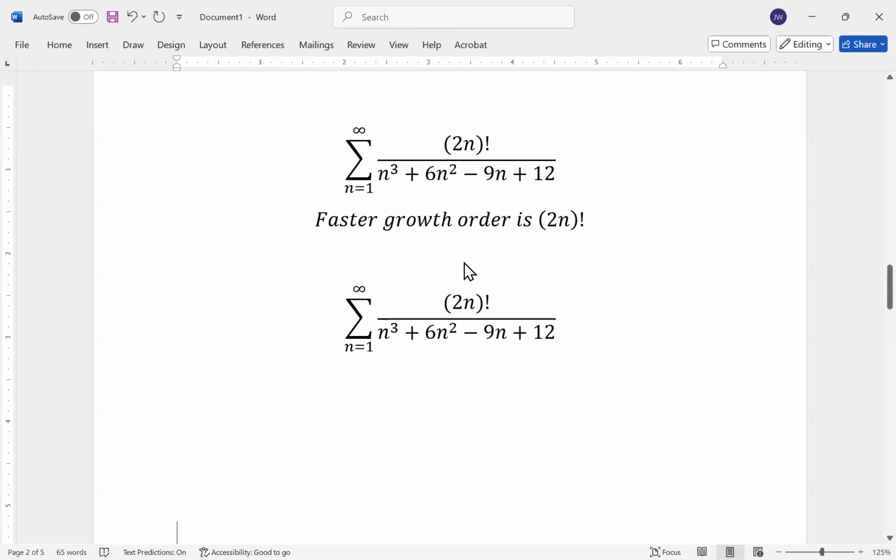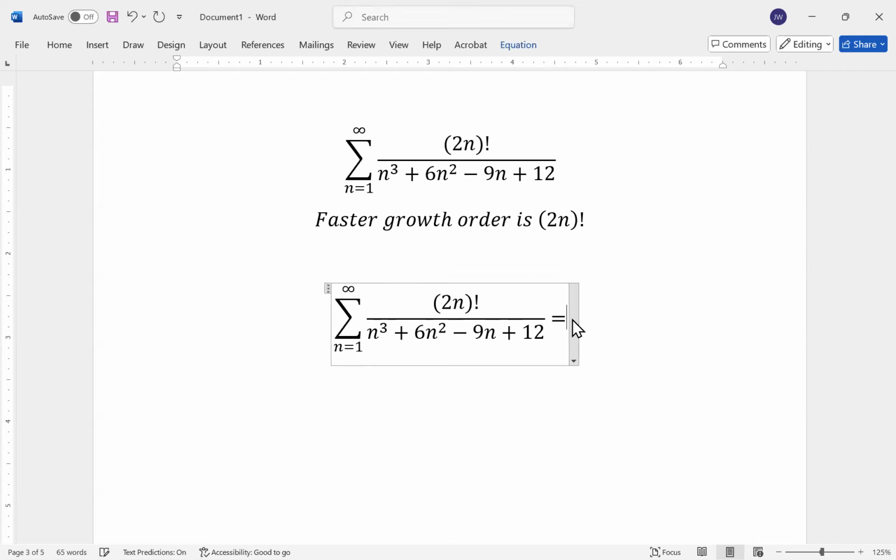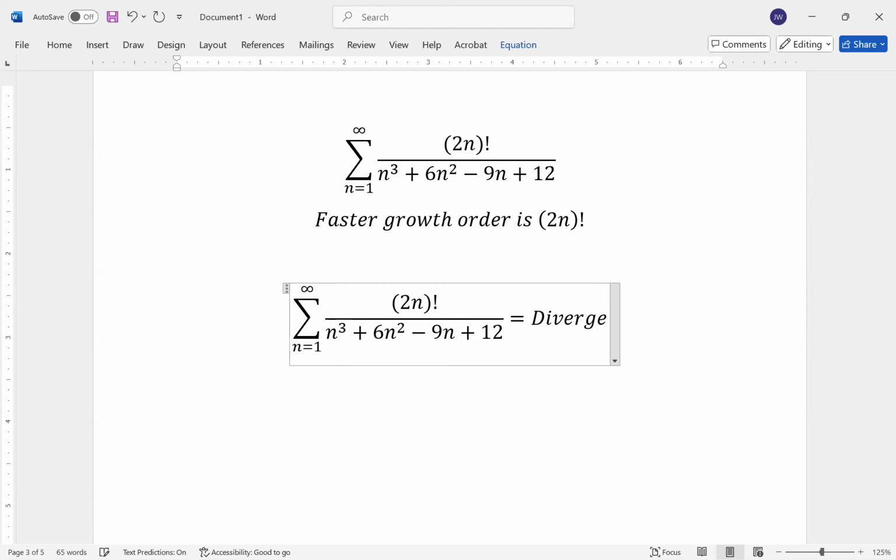So all we say is that the faster growth order here is the top, the numerator of 2n factorial, and therefore this infinite sum has to diverge. By the way, the bottom is a polynomial. That's an n to the p type growth. So it's factorial versus n to the p. Factorial is going to, again, I informally use the word dominate, meaning that everything else is going to look like it's standing still in comparison.